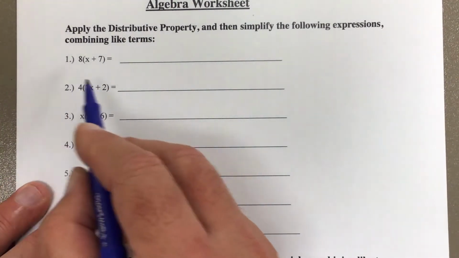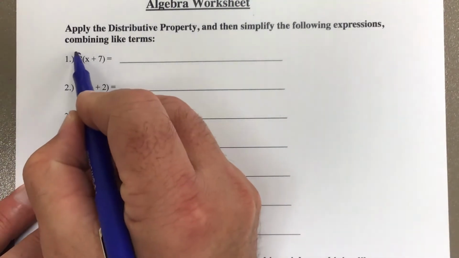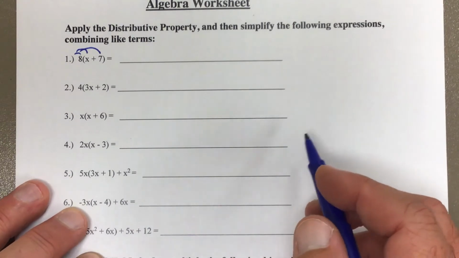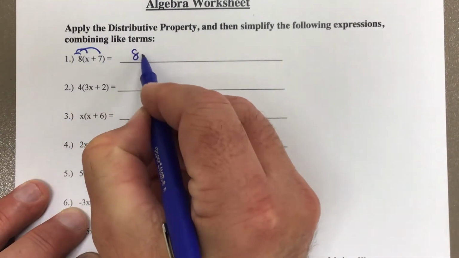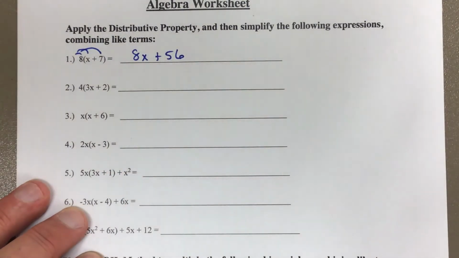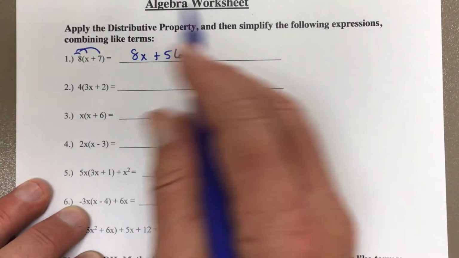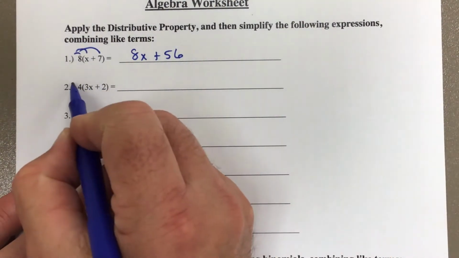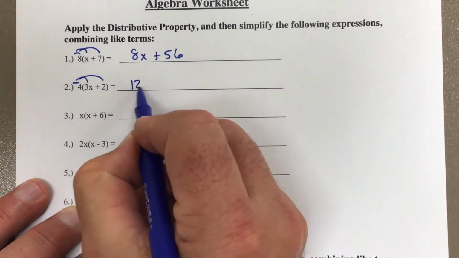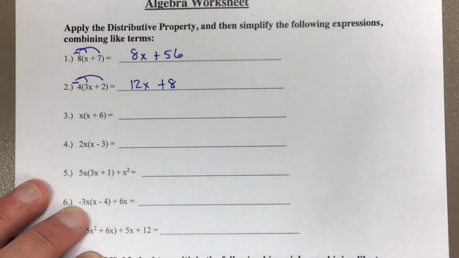So these first couple ones are pretty basic. We take the 8 and we distribute it to all the things on the inside. So 8 times x is 8x, and 8 times 7 is 56, and we're done. We don't get to combining the like terms because the x term and the constant are not like terms, so we're done. And number 2 is exactly the same way. So 4 times 3 is 12x, and 4 times 2 is 8, and we're done. We don't have to do anything with that.